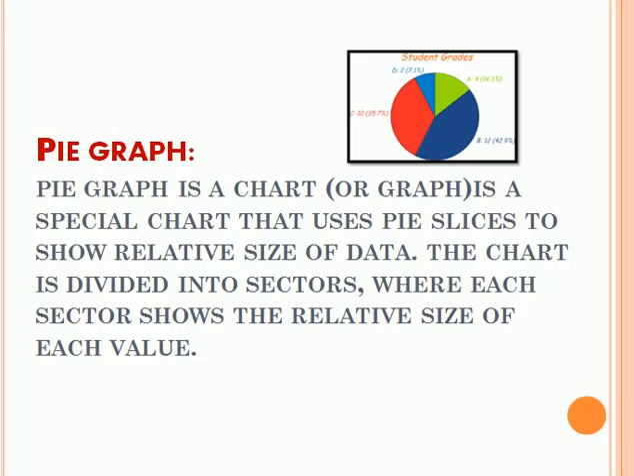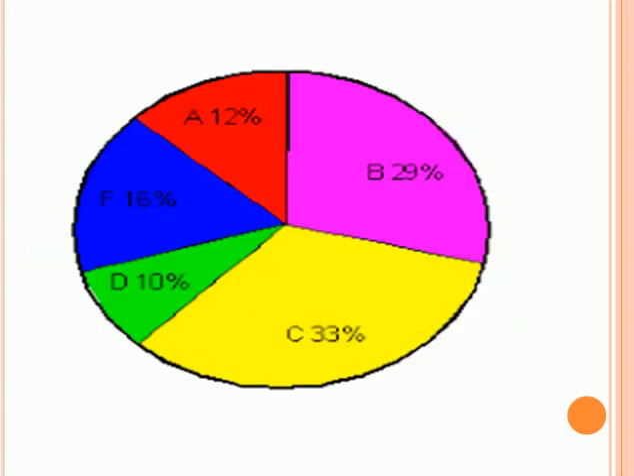Now, pie graph. A pie graph is a chart or a graph. It is a special chart that uses pie slices to show the relative size of data. The chart is divided into sectors where each sector shows the relative size of each value, and it is used to show how much we spend each year. Pie charts are circular charts that are used for comparison. Pie charts can be used in business work to represent data. Pie charts can be used to visualize our daily expenditure.